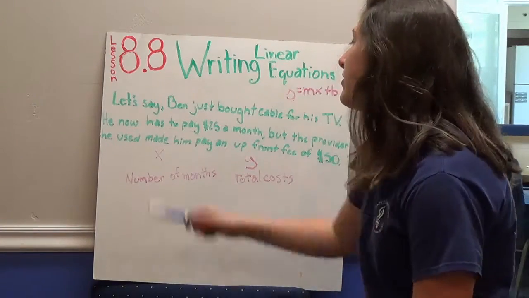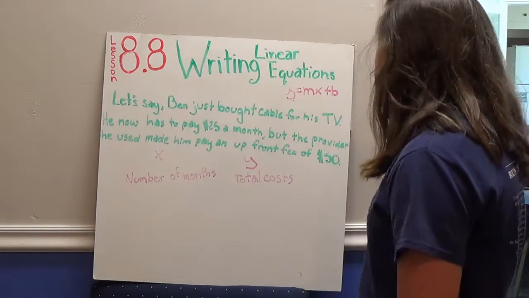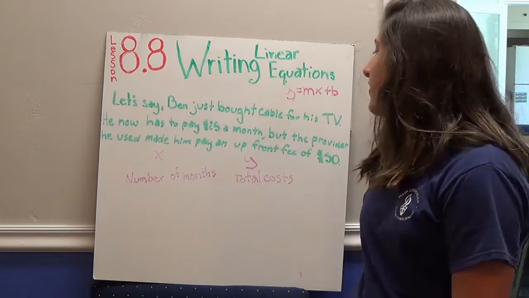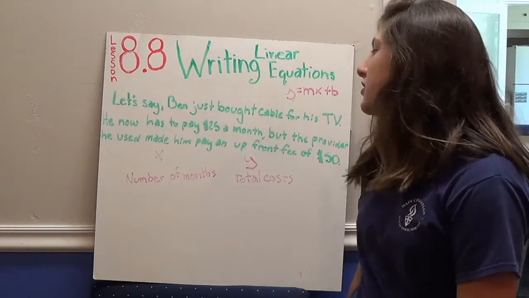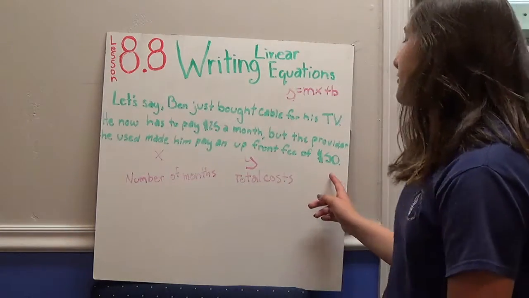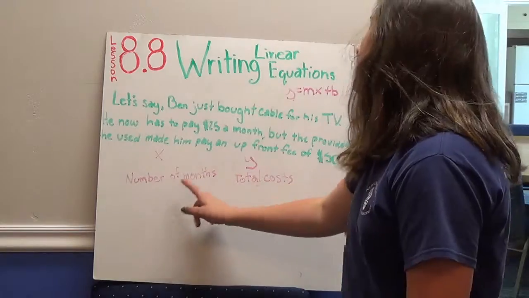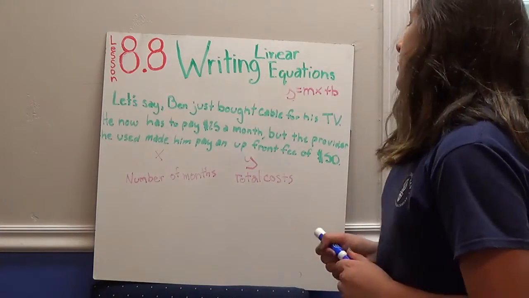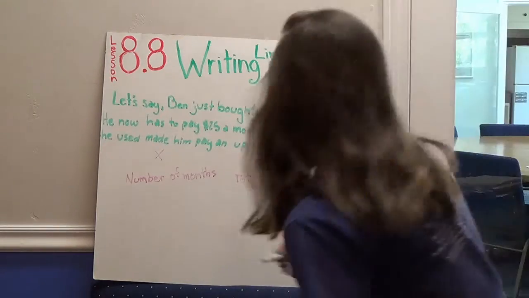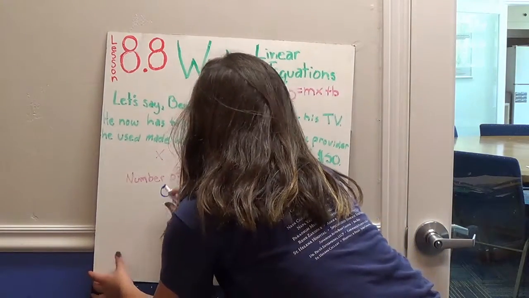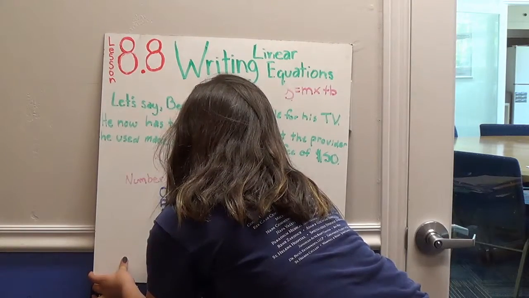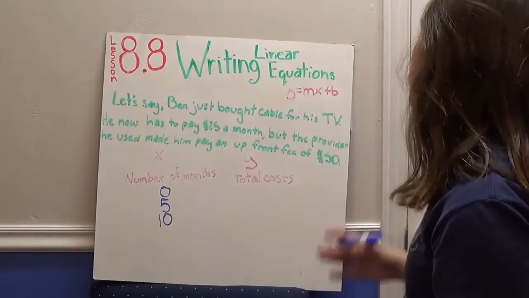So first off, let's say Ben just bought cable for his new TV. He now has to pay $25 a month, but the provider he used made him pay an upfront fee of $50. Alright, x is the number of months. So I'm just going to choose a random number of months. So first off, let's go 0, 5, and 10, because that's a pretty round number.